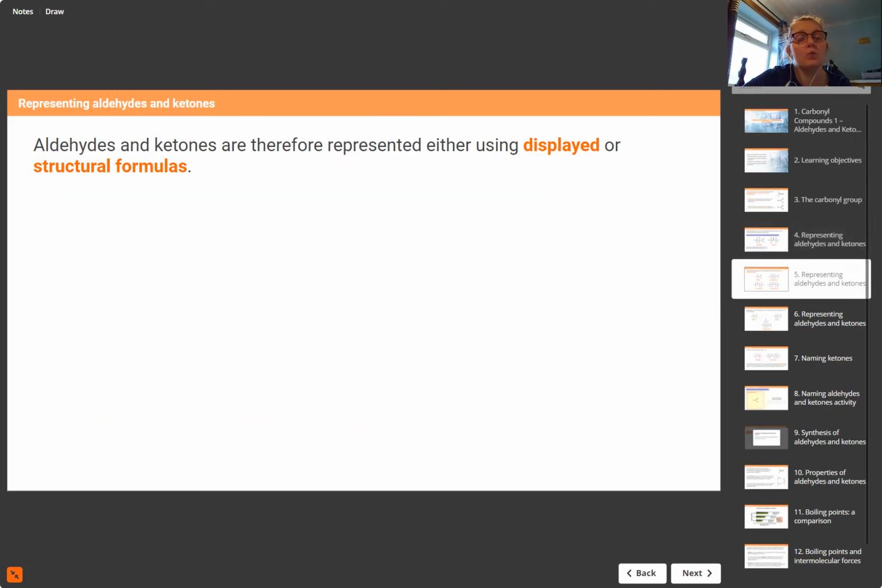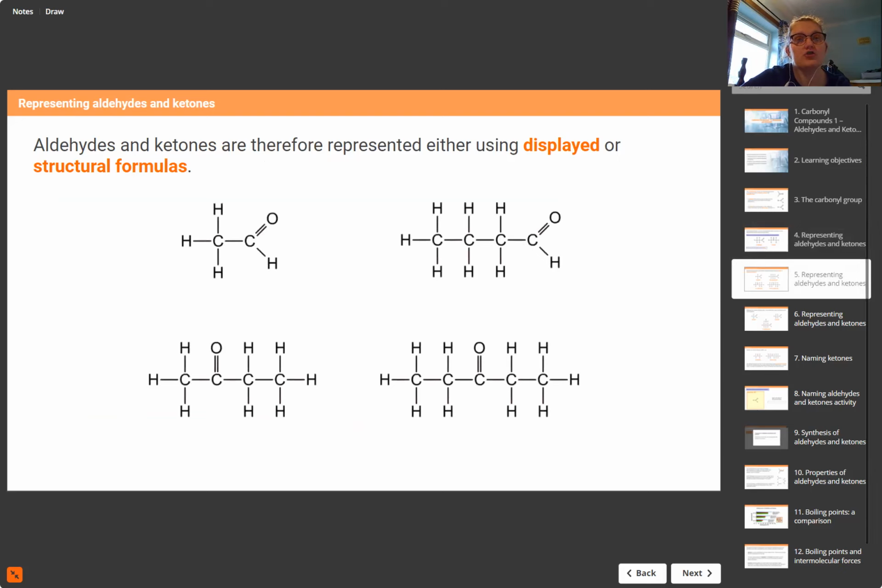So because of that, when we're representing aldehydes and ketones, we either use the displayed or the structural formula for them. So this is how we would then write them out instead, so we can tell if it's an aldehyde or a ketone, so we can see where that positioning of the carbonyl group, for example, here in the middle, is. So we'll use the displayed or structural formulas so we can see where that position of that carbonyl group is.